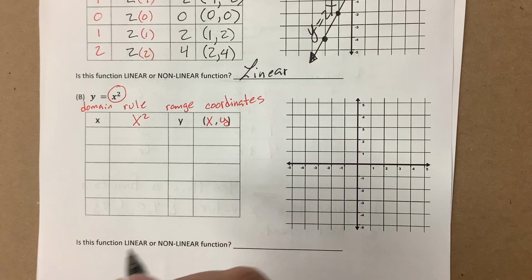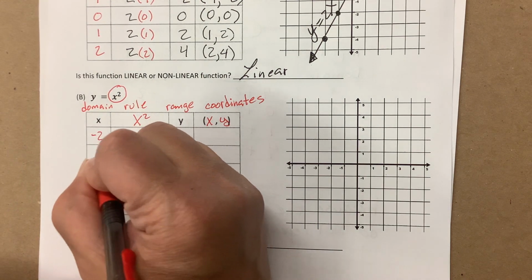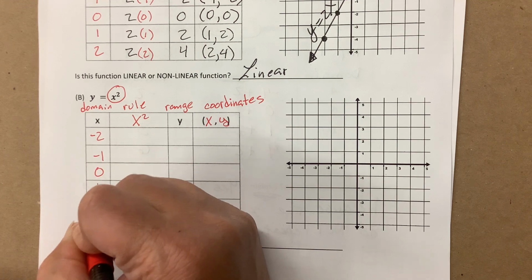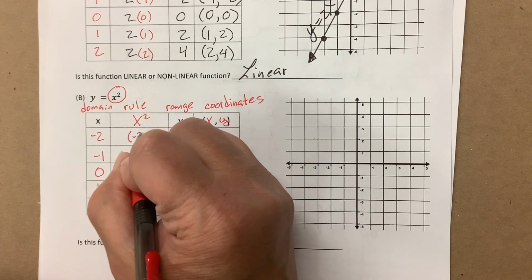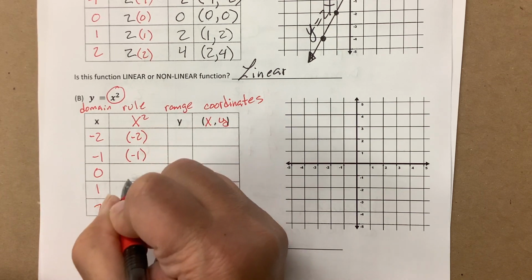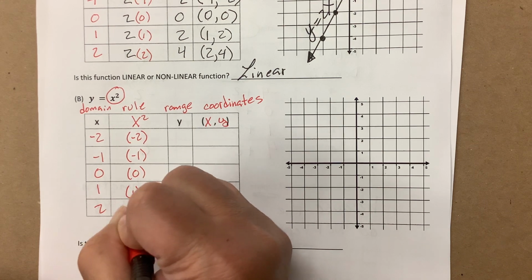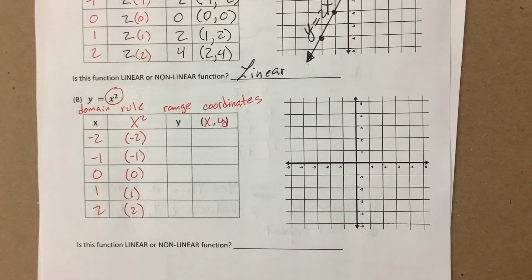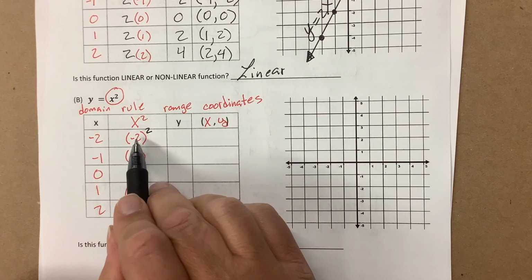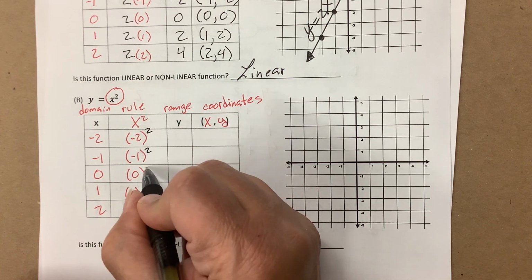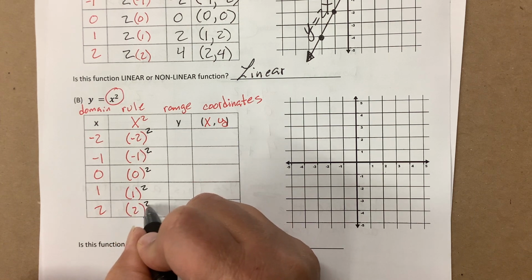So let's get the same domain as before. -2, -1, 0, 1, 2. And I'm going to take those as the x values. -2, -1, 0, 1, and 2. Notice that I put those in parentheses. They're in parentheses because squaring a number is multiplication. And when you're multiplying a number in algebra, you put it in parentheses. So x squared is going to be -2 squared. And that's the rule. They're all going to be squared.